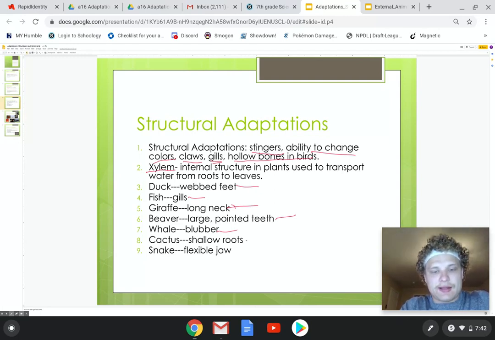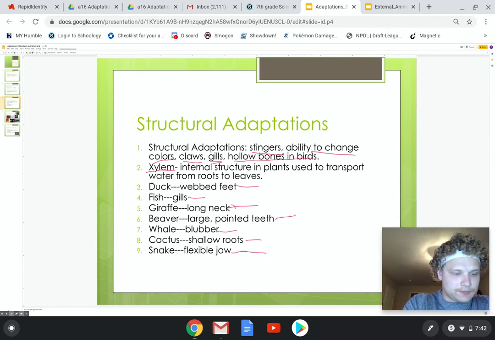Cactus, they have shallow roots because of the soil that they're in, in the deserts. Snakes, flexible jaw. If they didn't have a flexible jaw, they couldn't swallow their food whole, because they don't have any teeth that allow them to chew their food. So they have to swallow it whole. That's an adaptation that they've developed because that works for them. All right, let's keep on going.